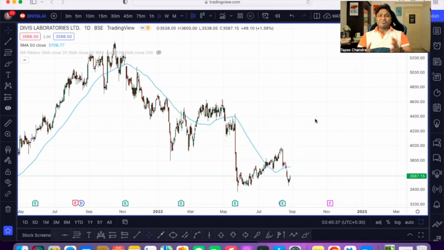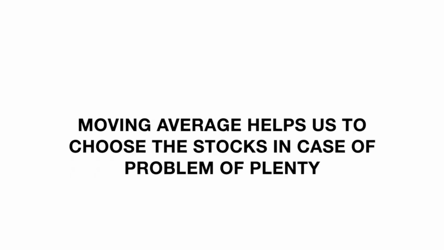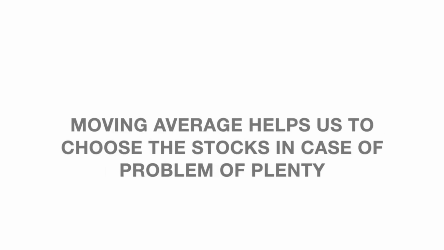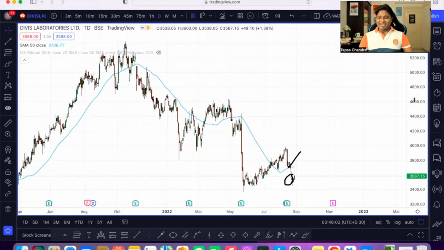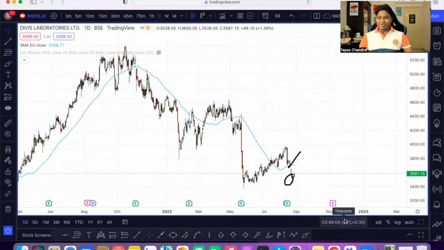Why? For a very simple reason: if I look at the stock called Divi's Lab, I can see that the current price is below the moving average of that stock. Similarly, whenever you have some confusion about whether to buy any of the stocks, and you want to take a decision whether to go ahead with any of them, this particular technique will be very helpful.